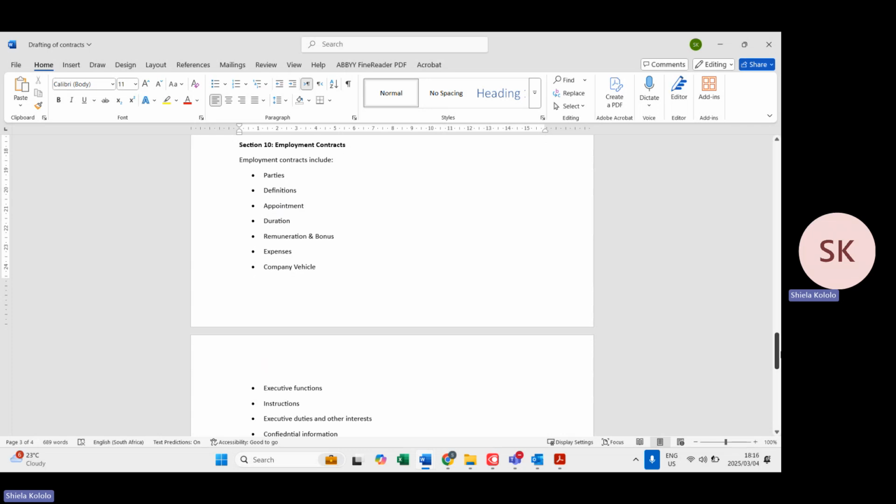And then we've got an employment contract. So an employment contract, we know, number one, has got parties. So parties, obviously, as per normal, just give me 5 minutes. I just want to switch off my pod.